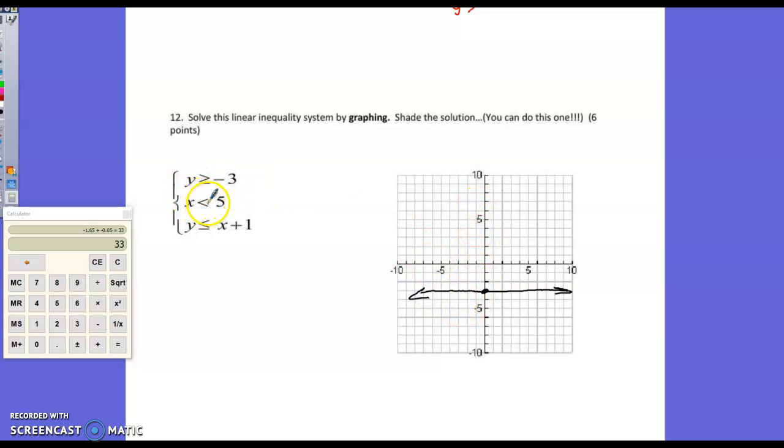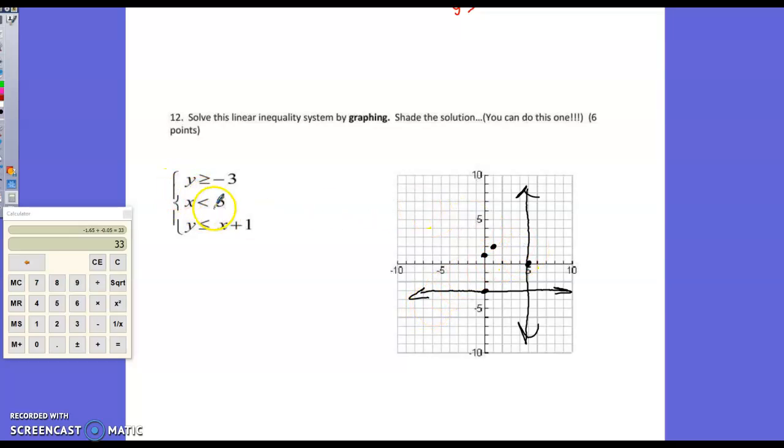x is less than 5. So we put it at 5. That is going to be a vertical line. Less than would be to the left of it, so it's in this section right now, but we have a third one. So we're going to start at 1, go up 1 over 1, and draw that line.